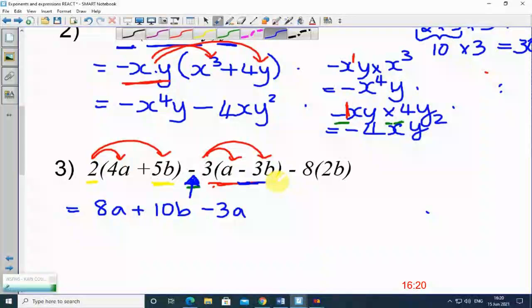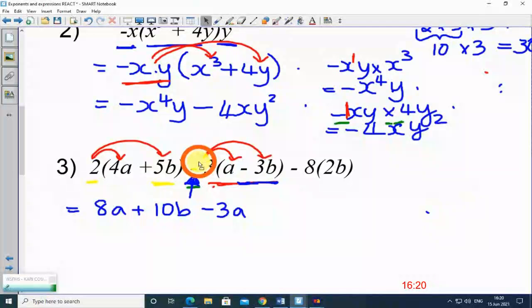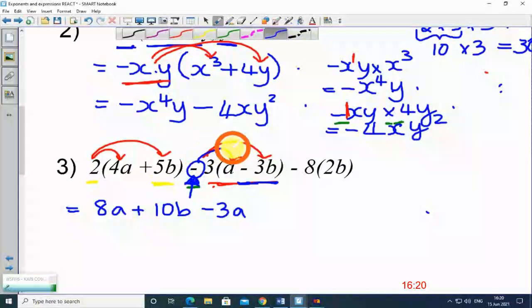So what you can actually say is this minus and this minus are going to combine to give me a plus, because I'm subtracting a minus.